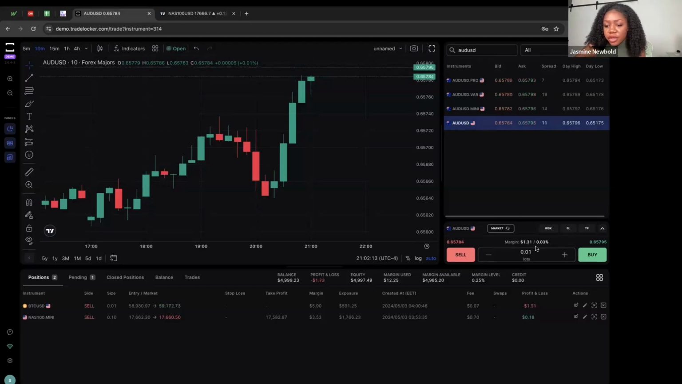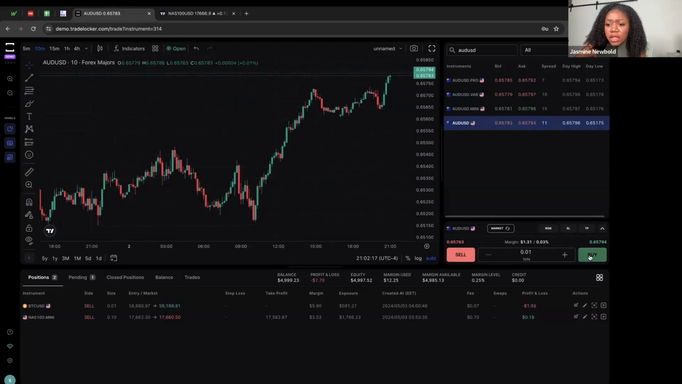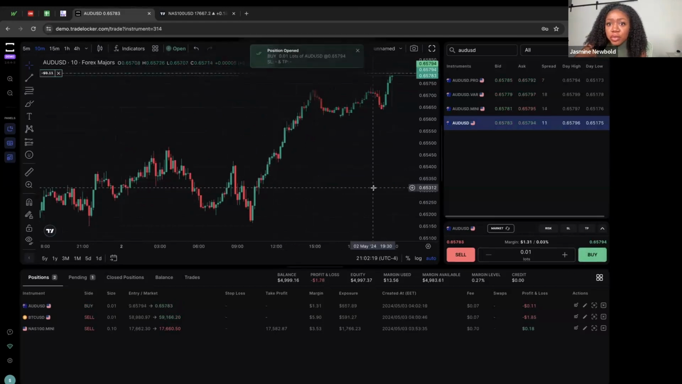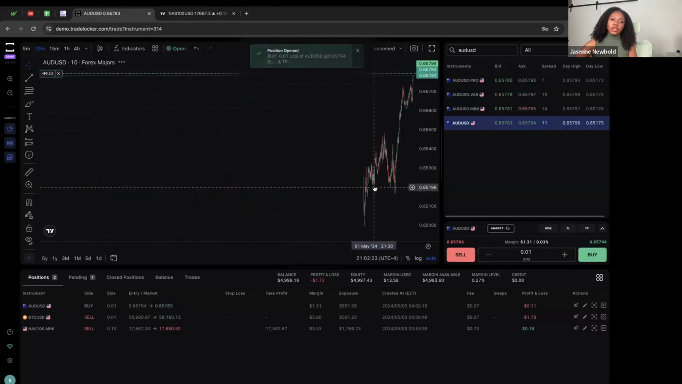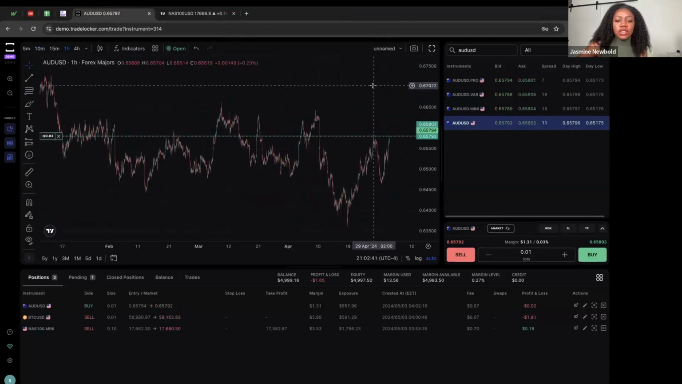Yeah, it's $1.31 to get into AUD. This is a very popular pair amongst people. People love this pair. I don't really know why. Maybe I need to look at the chart some more. I don't like these types of charts.